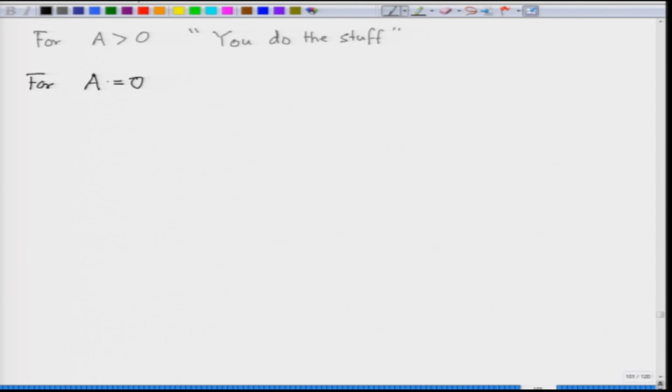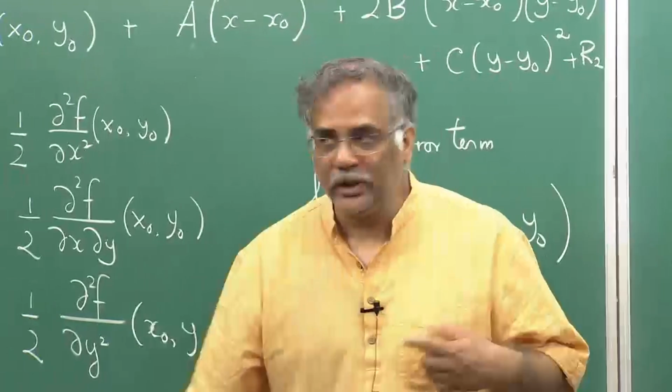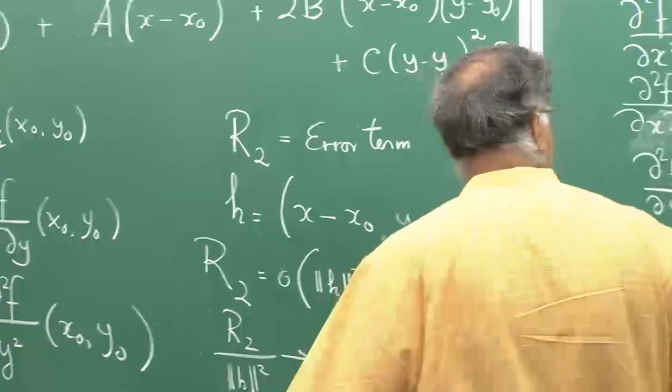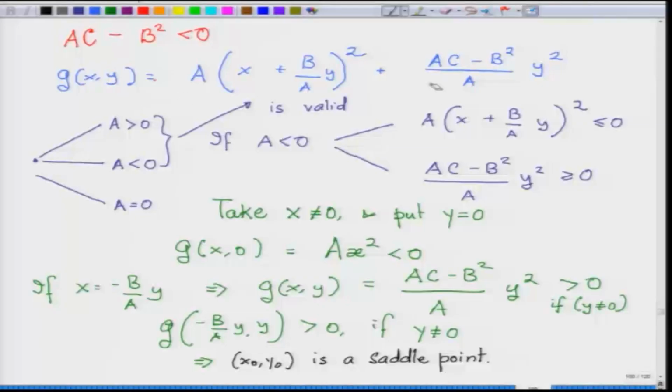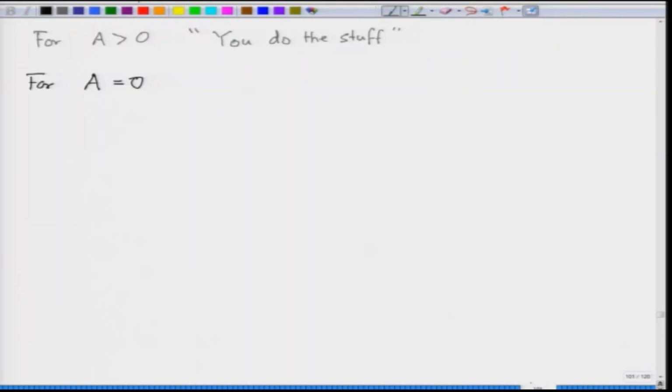Now, a can be 0 in AC minus B square strictly less than 0, because the whole thing is valid, because then minus B square strictly less than 0 is valid. What I want to say is that for a equal to 0, you cannot use the expression that I have used for gxy. For a equal to 0, this expression for gxy is invalid. This does not make sense. So, for a equal to 0, you have to go back to the old expression and write that gxy is 2bxy plus cy square.